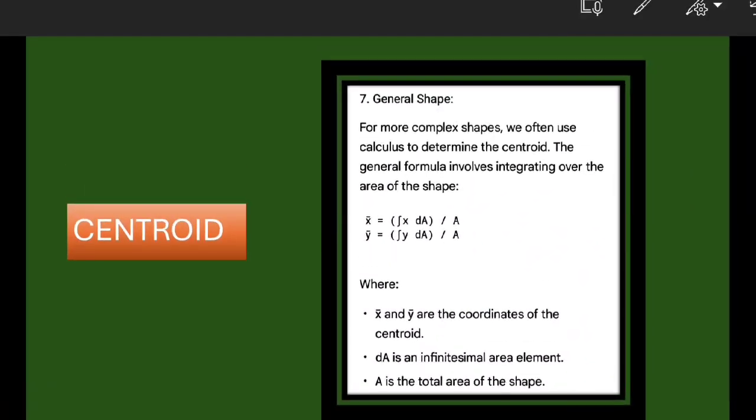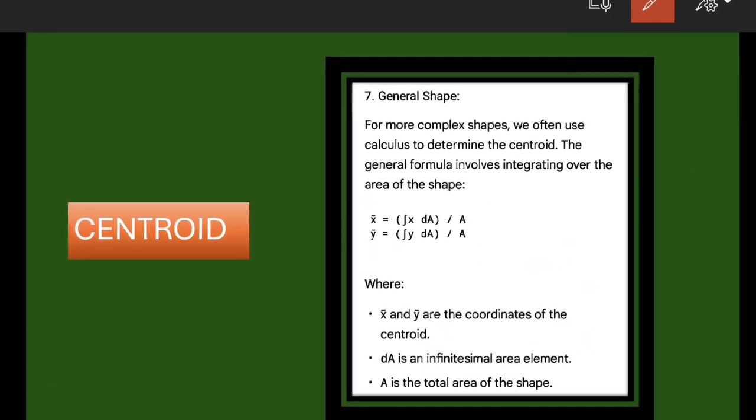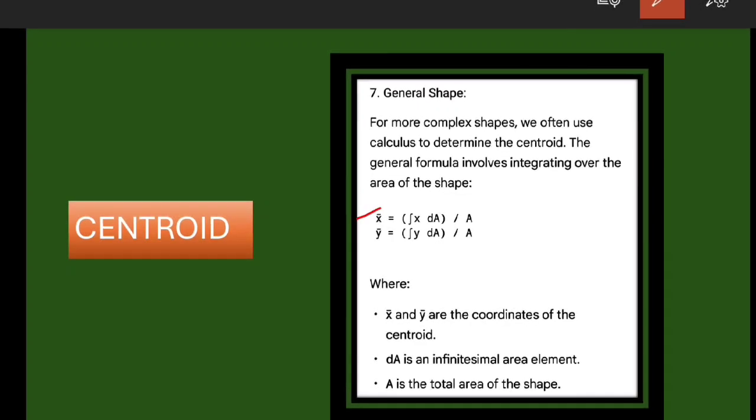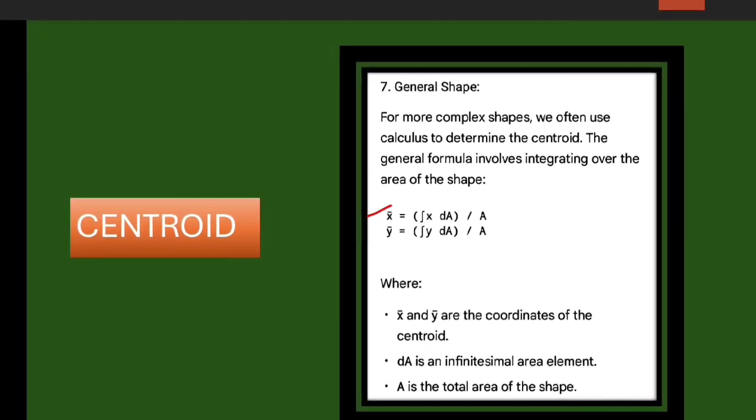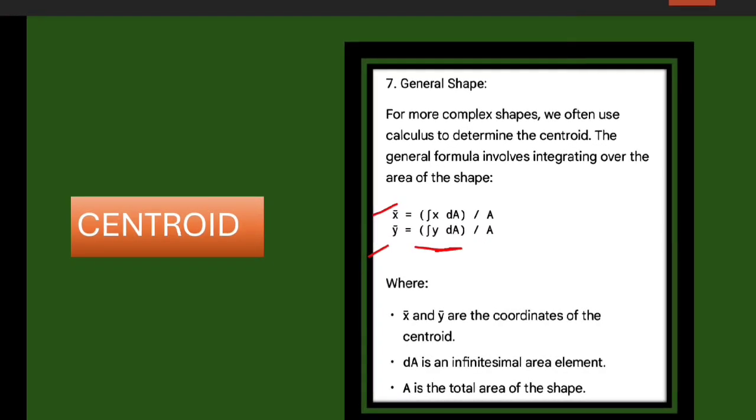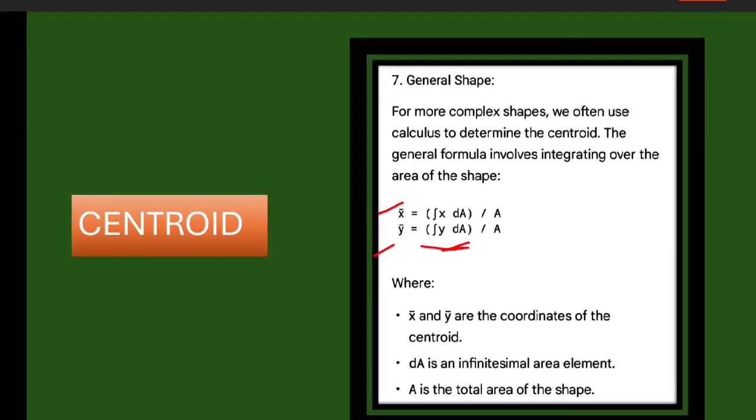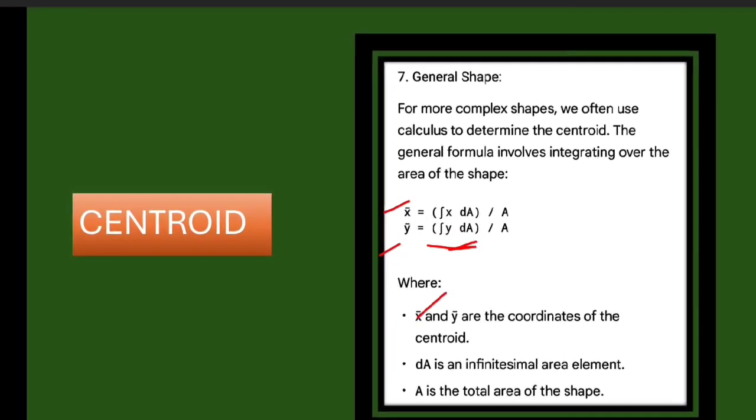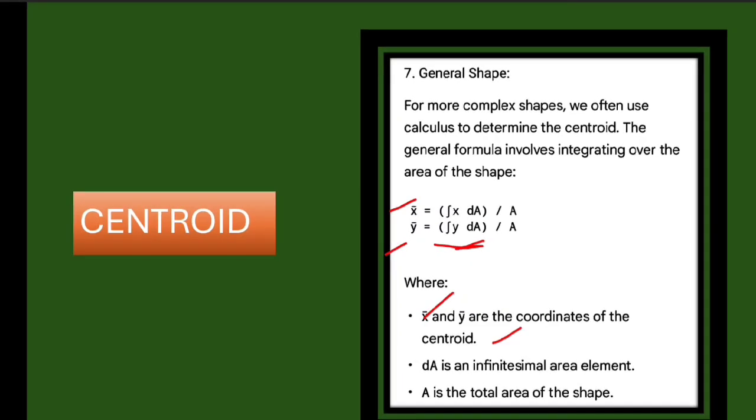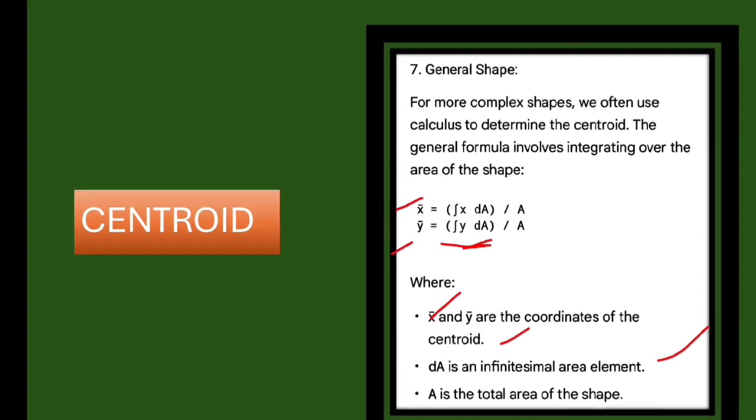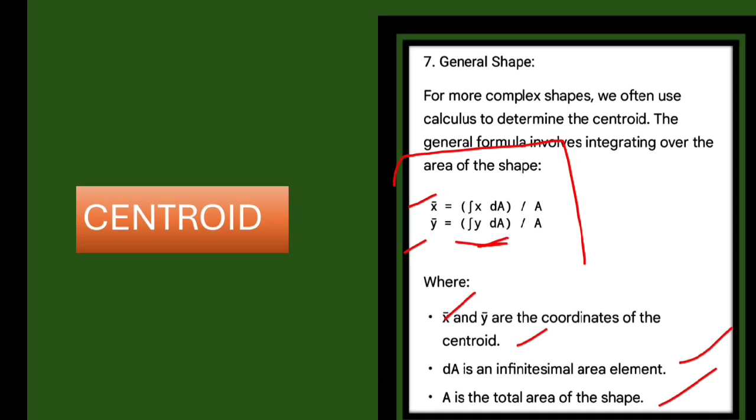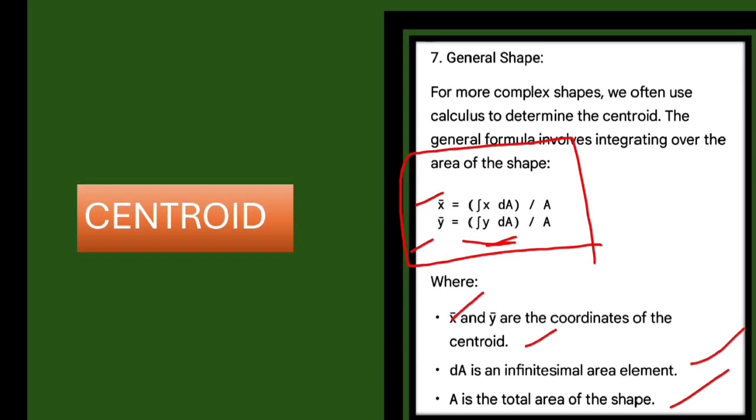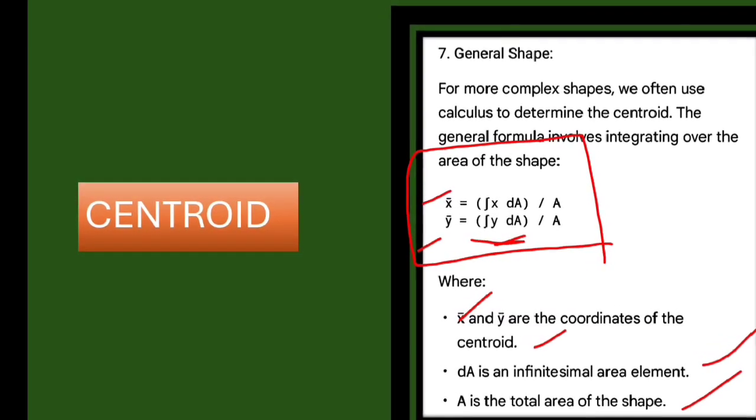Centroid of a general shape. If any general or complex shapes are there, its x bar is the integration of x dA by A, and y bar is the integration of y dA by A, where x and y are the coordinates of the centroid, dA is the infinitesimal area element, and A is the total area of the shape. So this is the generalized shape centroid formula, very important.